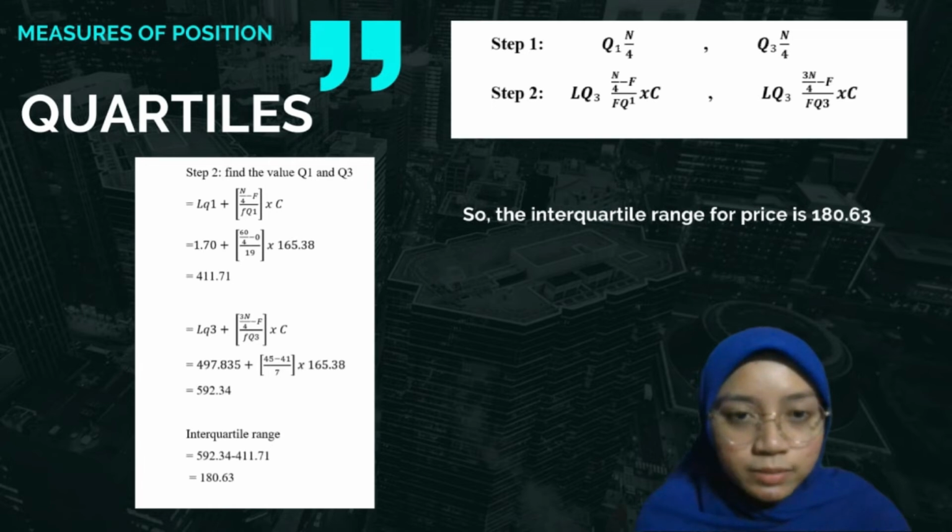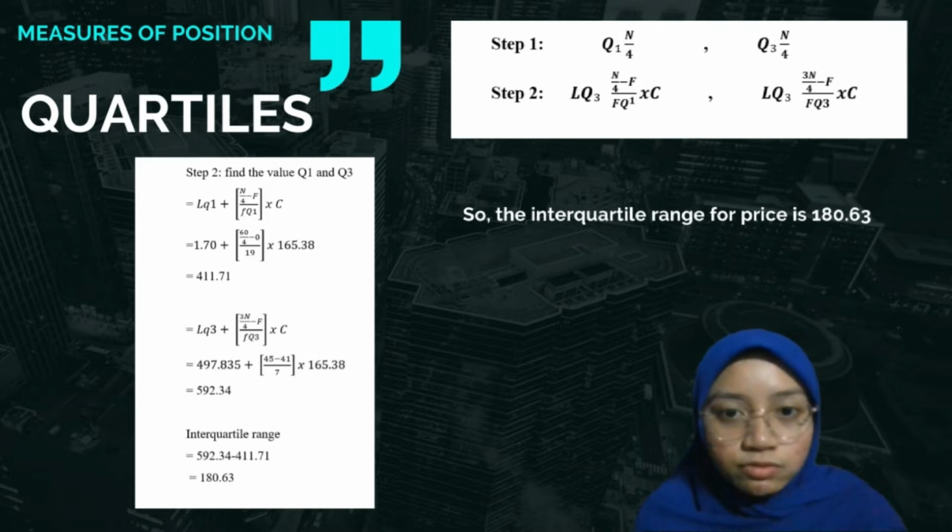To determine the measures of position, the data must be sorted from lowest to highest. The different measures of position include quartiles, meaning dividing the data set into 4 equal parts. There's a formula for step 1, which is to calculate the lower quartile, and a second step for the third quartile. In this data from price, we get 411.71 and 592.34 respectively for Q1 and Q3. We can get the value for the interquartile range, which is 180.63.